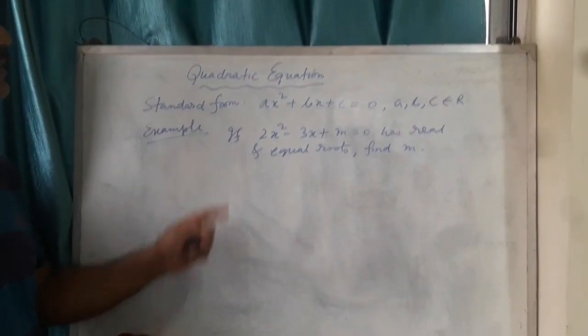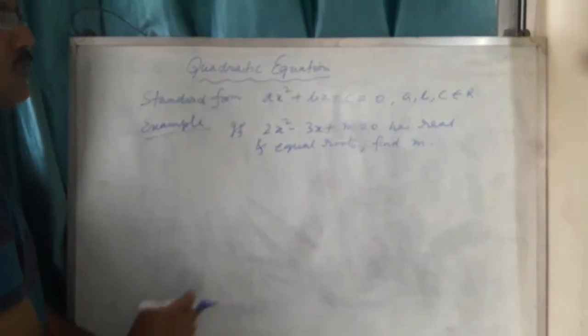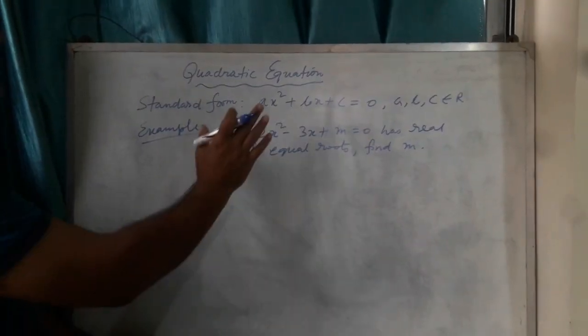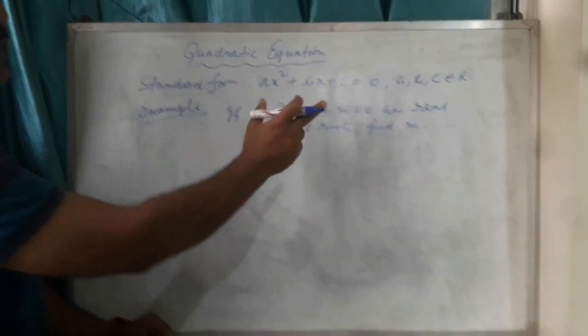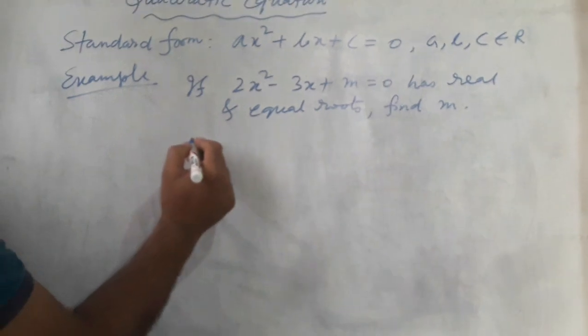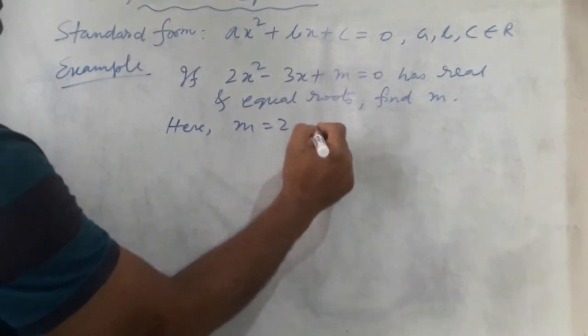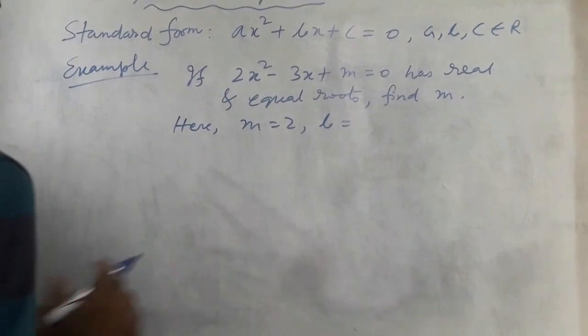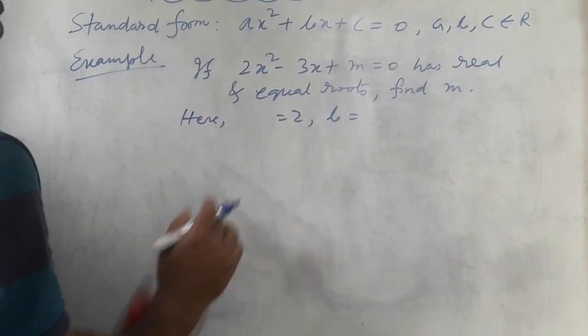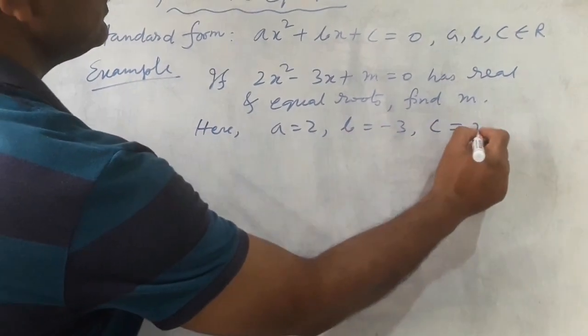Another example, let us see. Here 2x square minus 3x plus m equals to 0 is a quadratic equation. Its roots are real and equal. You have to find the value of m. So how to find? Here again, first you detect: a equals to 2, b equals to -3 and c equals to m.